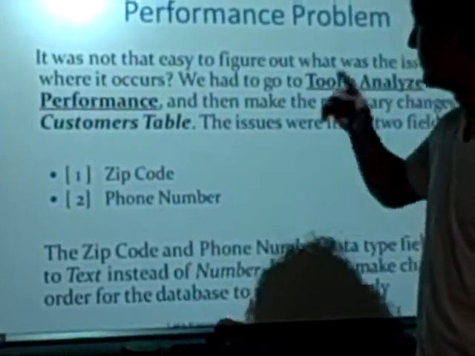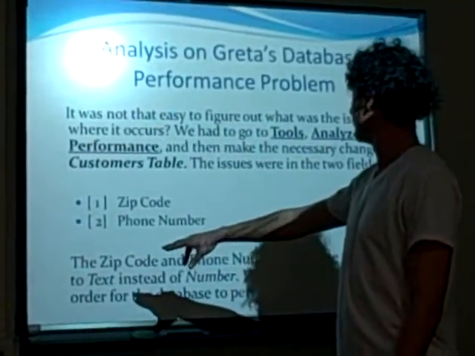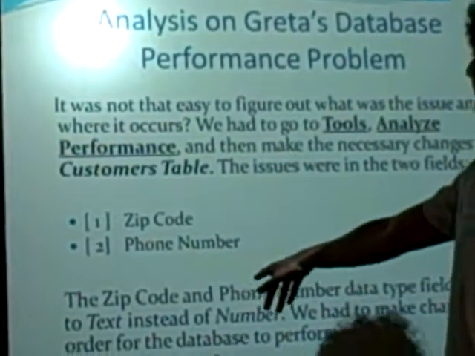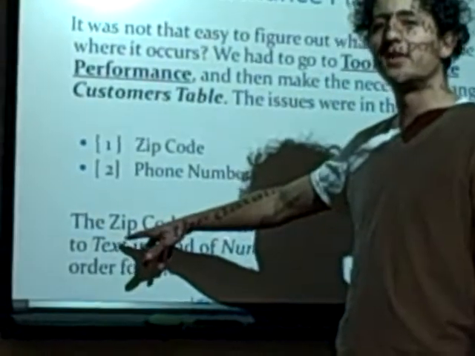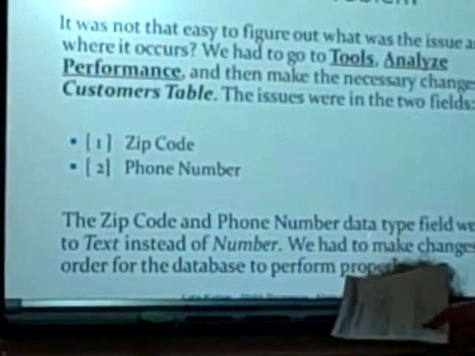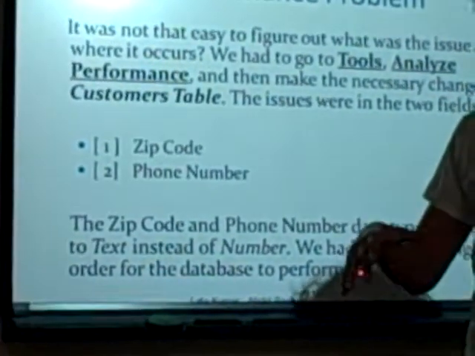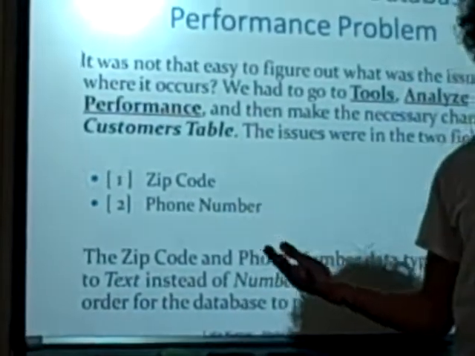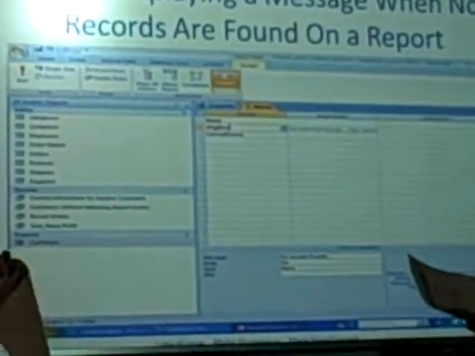In the zip code and the phone number, instead of putting a number, we found that both of them were in text, the type of field. That's why we had to make changes in order to make the table work, so we can enter the data correctly into the database so that the database can work or perform properly. Thank you, Assam, for the explanation.